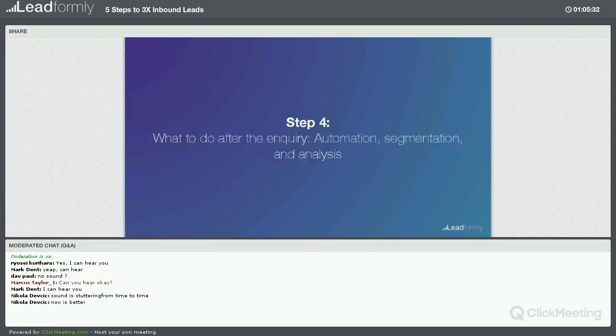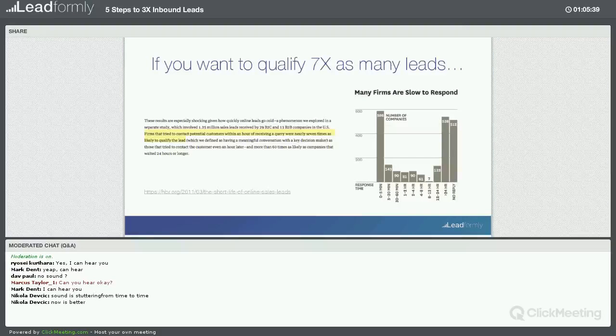Okay, so shifting gears now a little bit to focus more on what to do after you receive the leads. So things like automation, segmentation, and analysis. There was a really interesting study a couple of years ago posted on the Harvard Business Review, where researchers found that companies that responded to leads within 1 hour were 7 times more likely to qualify that lead than companies that took more than 1 hour to respond. And this relationship between the time responding to leads and the likelihood of converting or qualifying them was exponential. Companies that took more than 24 hours to respond to a lead were roughly more than 60 times less likely to qualify the lead than companies that responded within 1 hour.